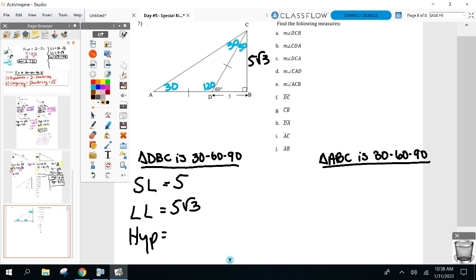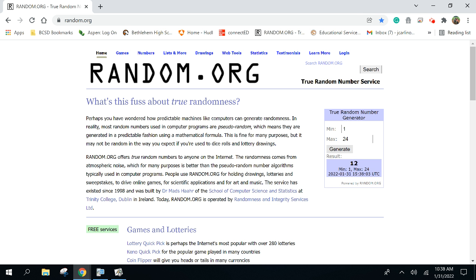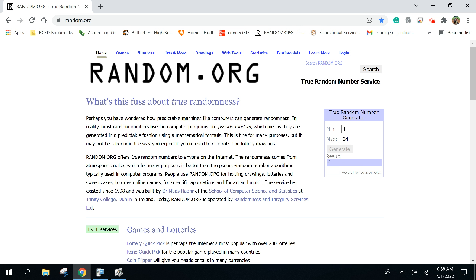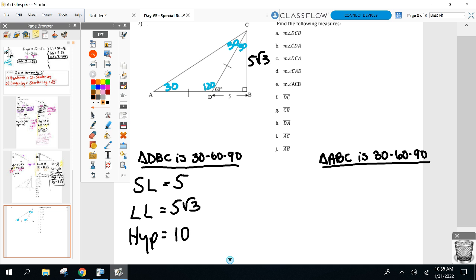What's the hypotenuse in this triangle? 10. Name the side that's 10. CD. Now, whoa! Right away, that's got a hash mark with it. So if that's 10, AD is 10. All good.